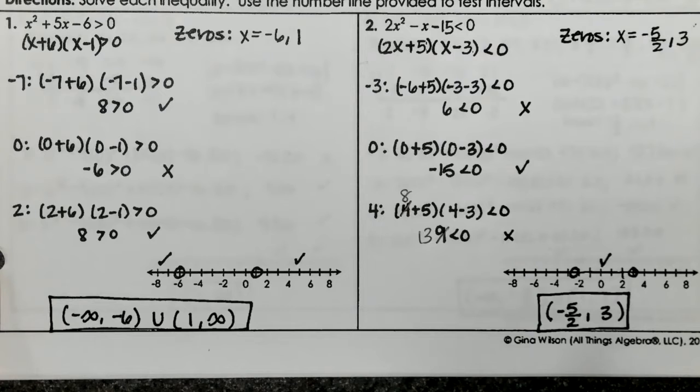So our actual intervals are going to be what's in the middle here. That works, not on the outside. So just -5/2 to 3.